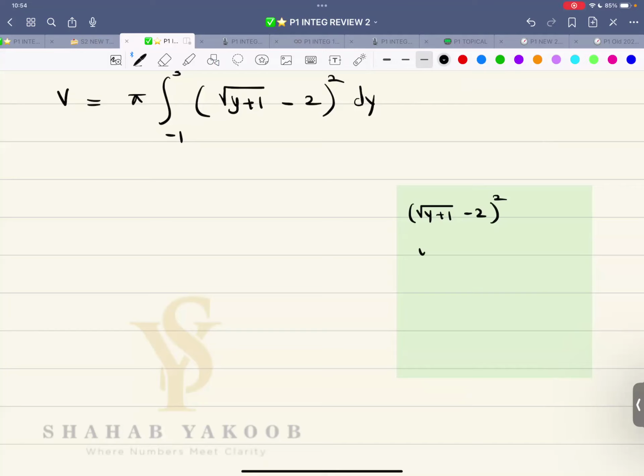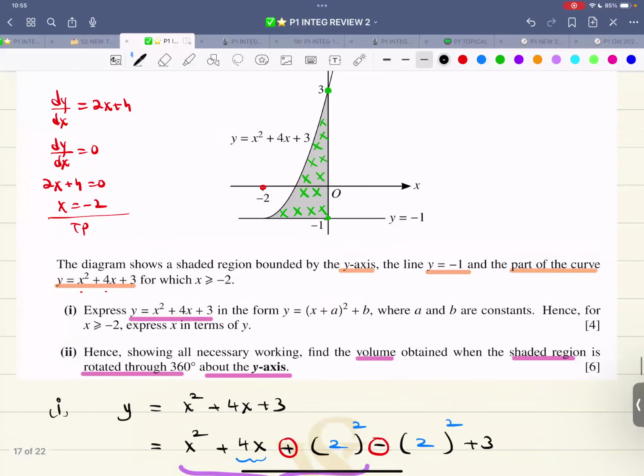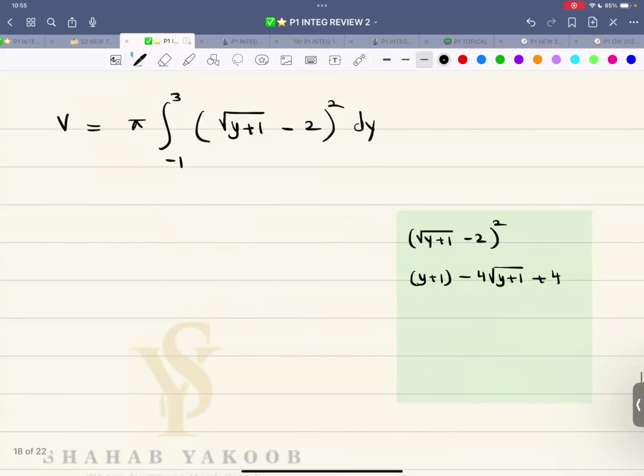And this is y plus 1, the square root disappears, minus 2 into 2, which is 4 root y plus 1, and this becomes plus 4. This is what you get. And how many marks is this worth? It's worth 6 marks. Yes, it's a lot of working.